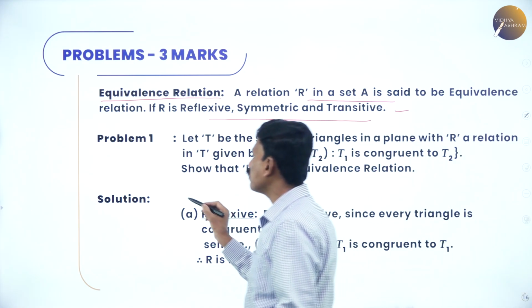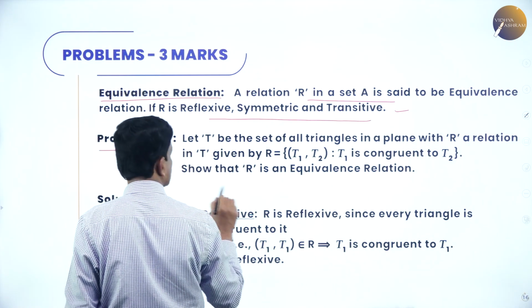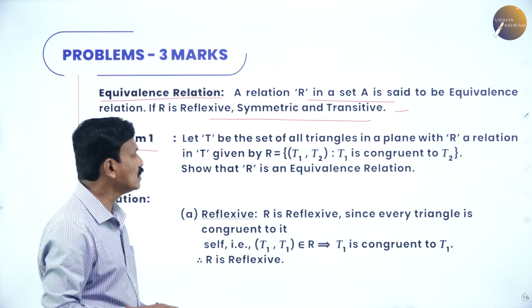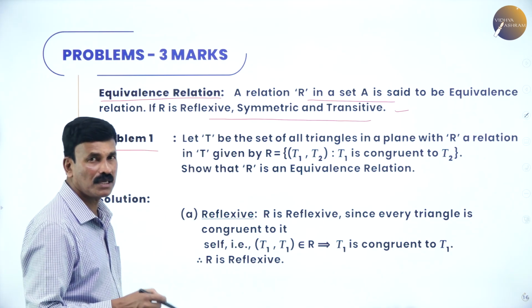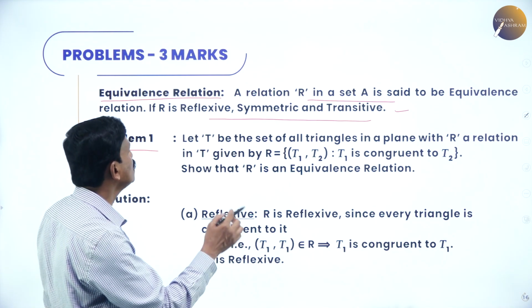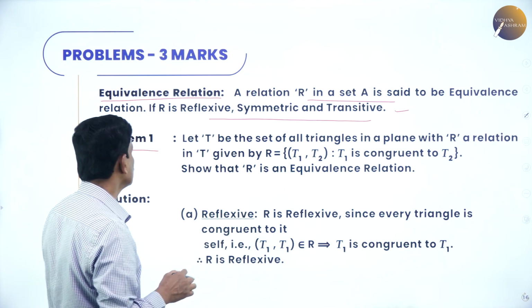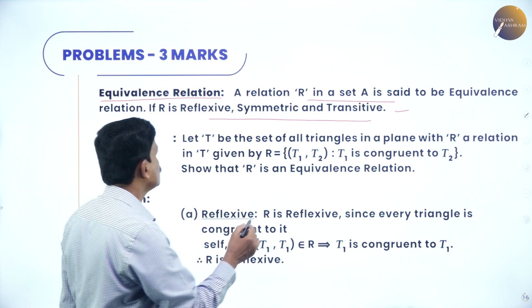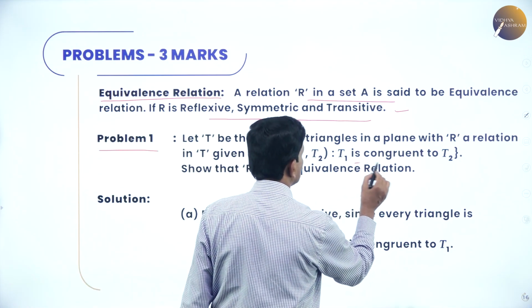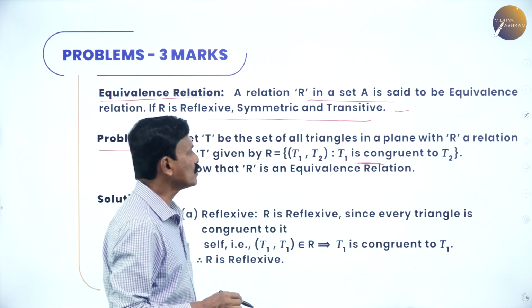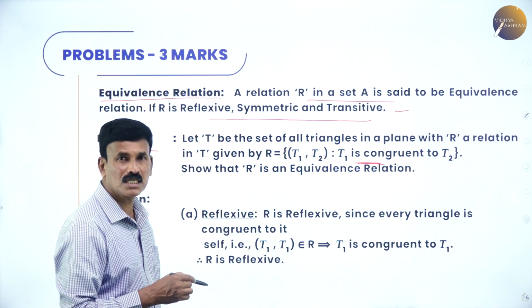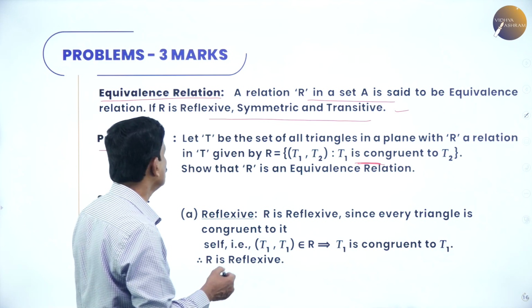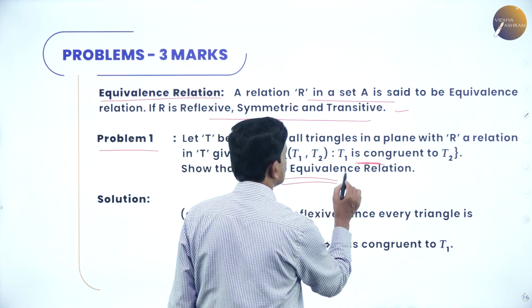Let us come to problem number 1. Take an example. This type of problems are very important. What is the problem given? Let T be the set of all triangles in a plane, where R is a relation on T given by R is equal to T1 comma T2 such that T1 is congruent to T2. Show that R is an equivalence relation.